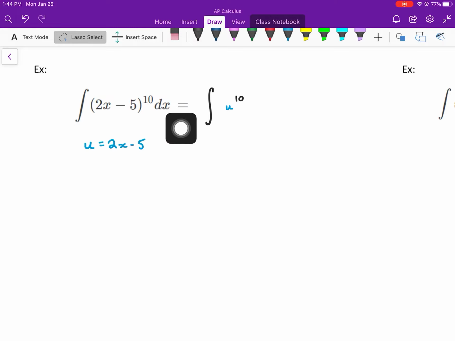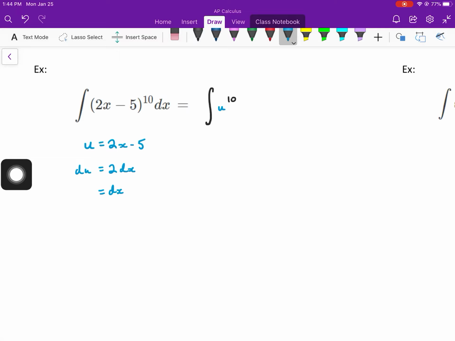Okay, what about dx? Because we can't do the integral of u just in respect to x. We're doing the antiderivative. We want it to be the antiderivative in respect to u, so that we can actually integrate this. So what would du be? That would be the derivative of this. So du is going to be 2, and then the derivative of x, we're going to put dx. So the derivative of x is dx, and then the derivative of 5 is 0, so that goes away. And let's solve for dx so we could substitute it in there.